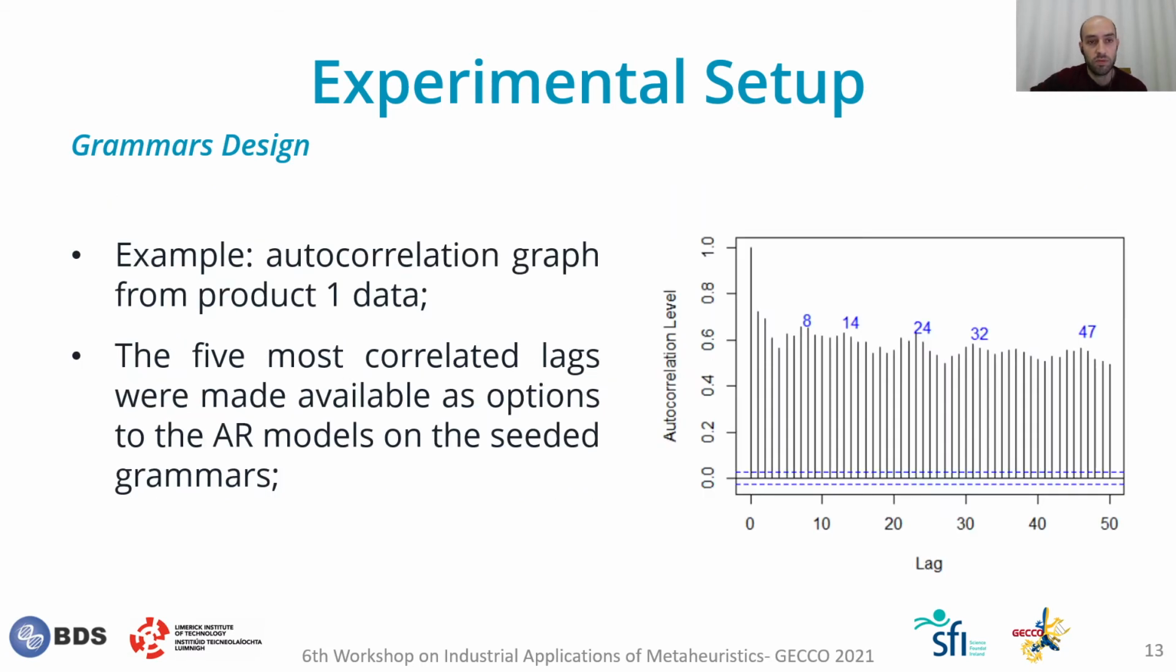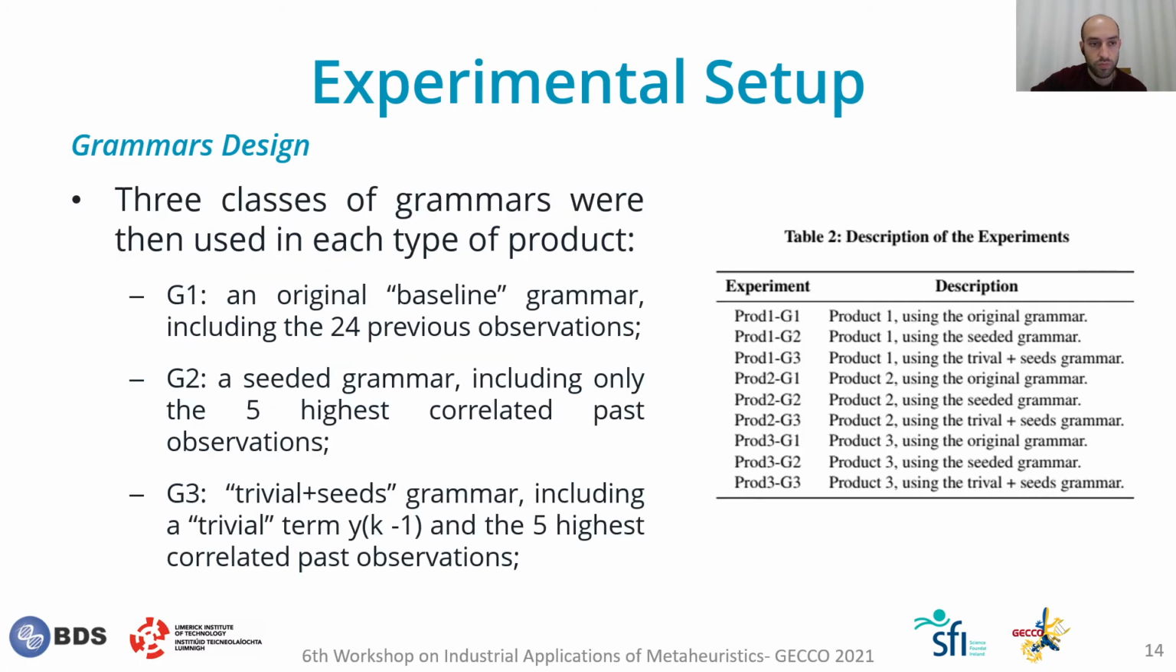So just an example of the autocorrelation analysis. Here we have an autocorrelation graph from product 1. Basically, we can see highlighted here the 5 most correlated lags. So these were made available as options to the auto-regressive models on the seeded grammars. So next we have an example.